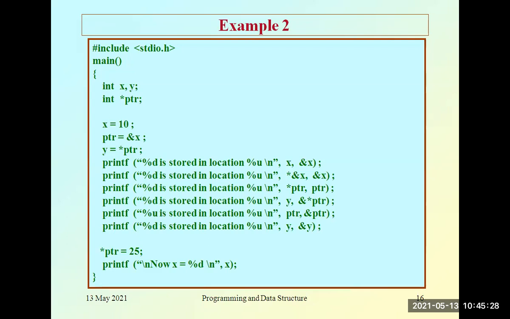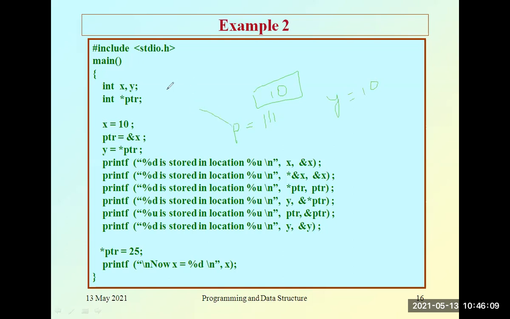So here what we have to do is first take two variables, x comma y, and one pointer variable. Now x equal to 10, I give the value. Then I store the value at the pointer address. For example, 111 is my address of x. So p contains that address, and at that address I store the value 10. So y equal to star p. Star p contains 10, so y gets the value 10.